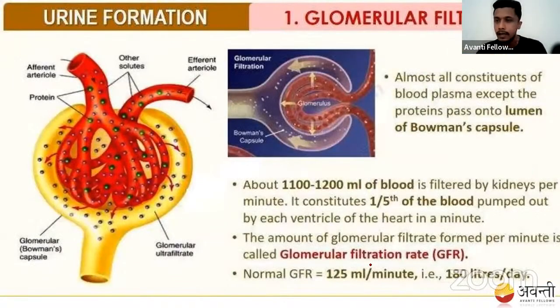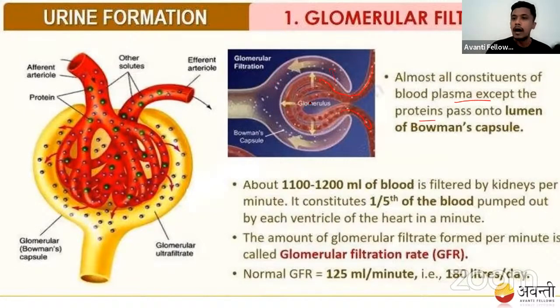Now let us see what components enter the lumen of the Bowman's capsule after passing through the capillaries of the glomerulus. Let us assume this is the afferent arteriole and this is the efferent arteriole. As the blood moves here, a filtrate accumulates in the lumen of the Bowman's capsule. What accumulates there? Every constituent of the blood plasma except the larger proteins. Whatever is accumulated in the Bowman's capsule is called the filtrate.